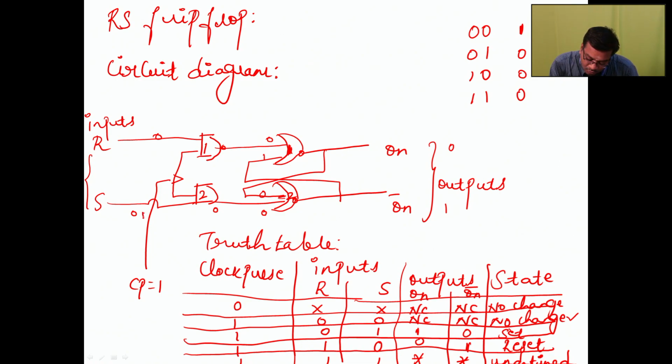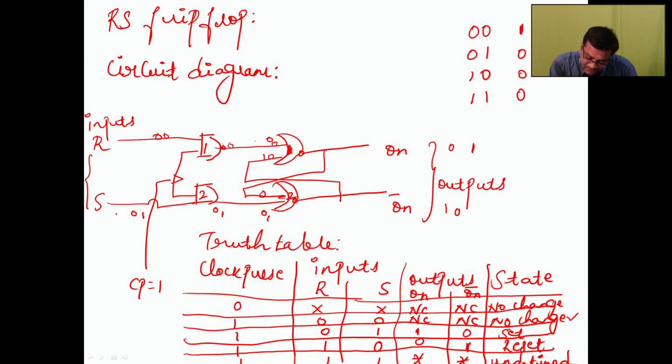And next, 0 1 we are giving. So the output is 0 here. We will get 1 here. This 1 will act as an input and this 0 will act as an input. So when any one input is a high value, automatically the output is 0 here. The 0 will act as feedback, so the output is 1. So we are giving the high value to S, and we got the output 1 here.